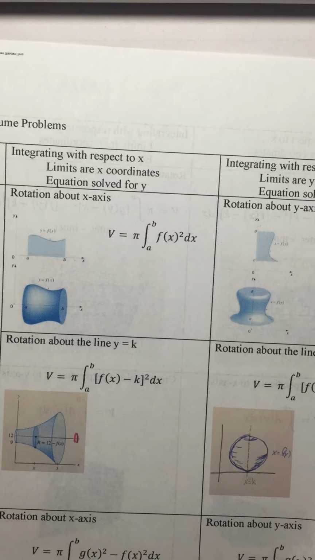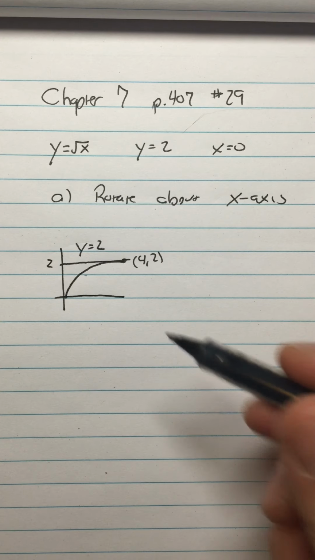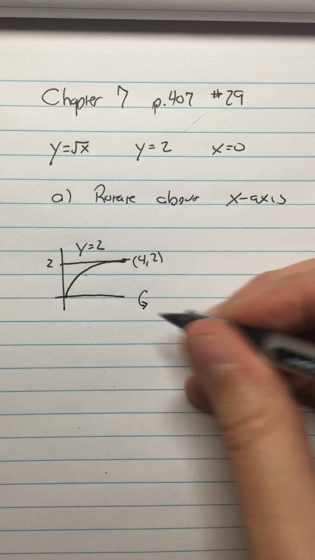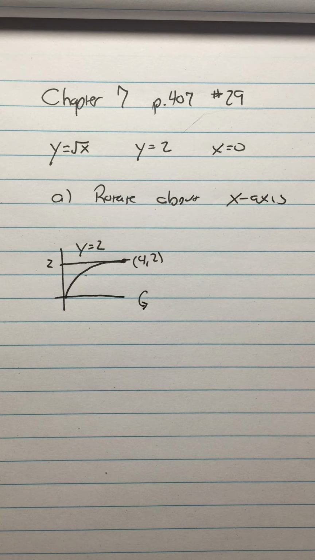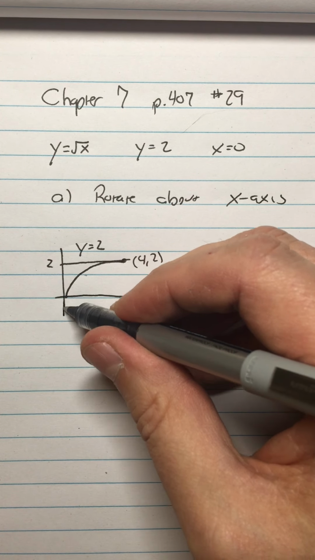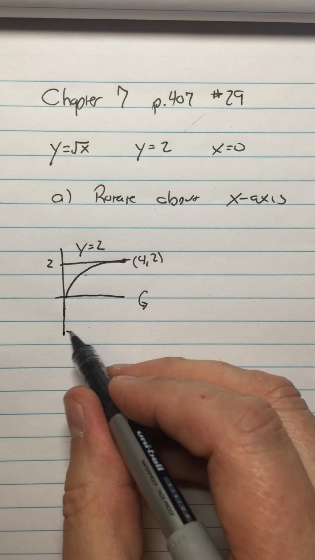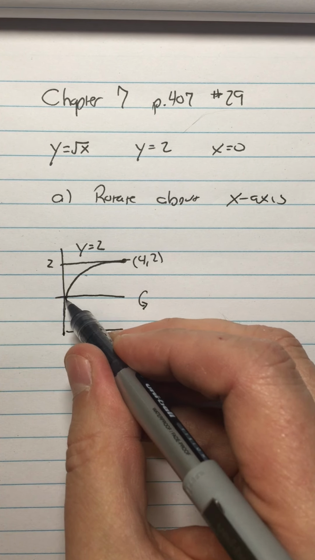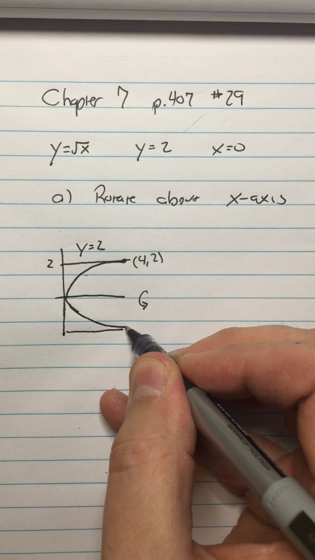Part A for this problem is rotated about the x-axis. So if I rotate this about the x-axis, that's there. Think about what kind of shape results. That's really where you've got to start. You've got to think about what the shape is going to look like. So first, create a reflection.